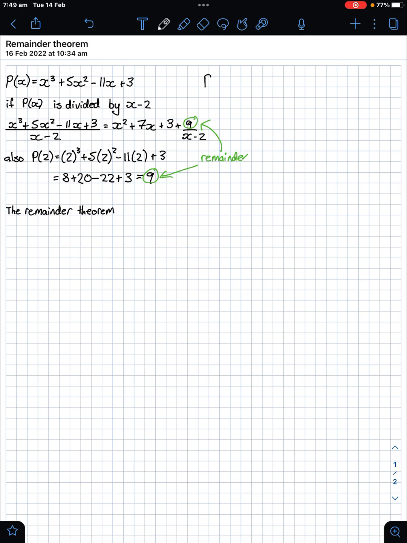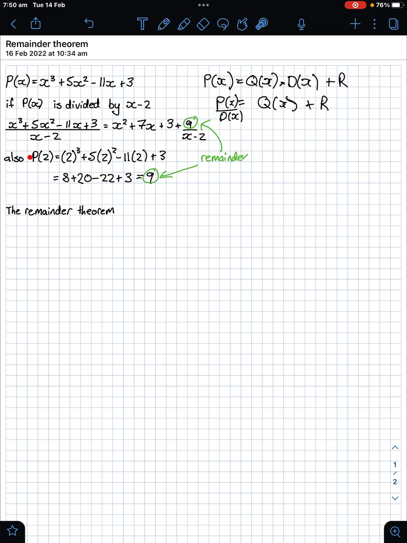Our polynomial, P(x), is going to equal our quotient times our divisor, I'm just going to call that D(x), plus our remainder. Or P(x) over D(x) equals our quotient plus our remainder over D(x). So we've got these two different forms here.